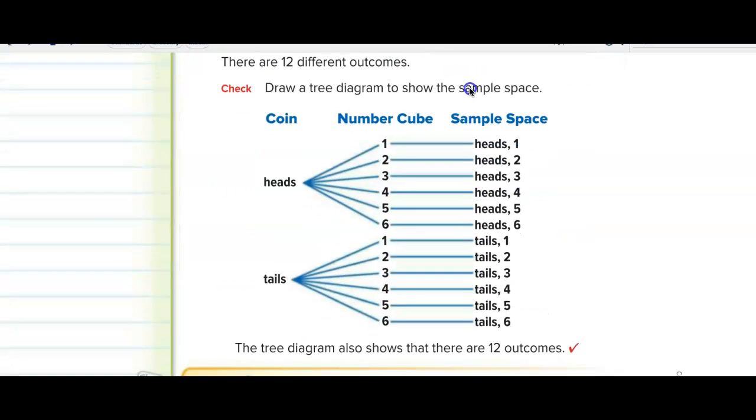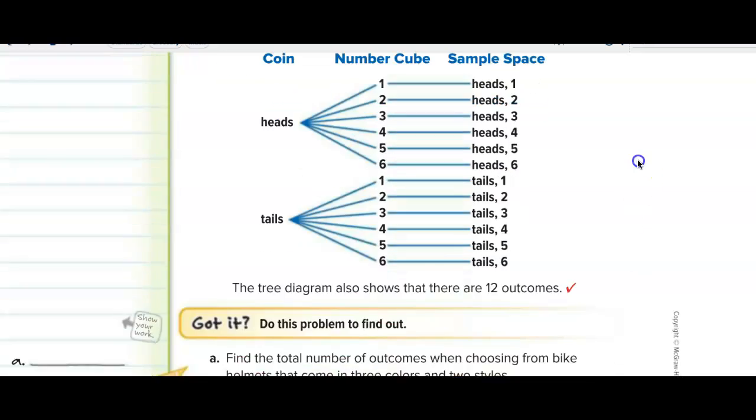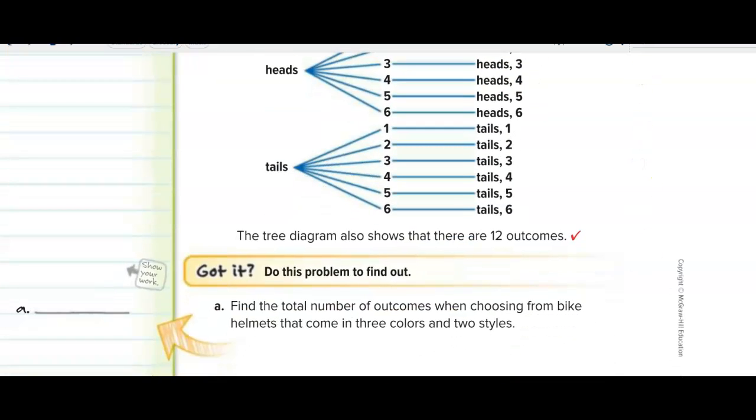So then here shows that tree diagram like I was talking about. I have 6 branches from heads, I have 6 branches from tails. Therefore, 2 times 6 is 12. Okay, Got it A. Just because of time's sake, I'm going to go through it with you guys. Got it A. Find the total number of outcomes when choosing a bike helmet that comes in 3 colors and 2 styles. Do I care what the colors are? No. Okay, so how many options do you have to pick from for the color, though? 3. Times the number of options you have to pick for styles. 2. So 3 times 2 is? 6. So you have 6 outcomes, yes.